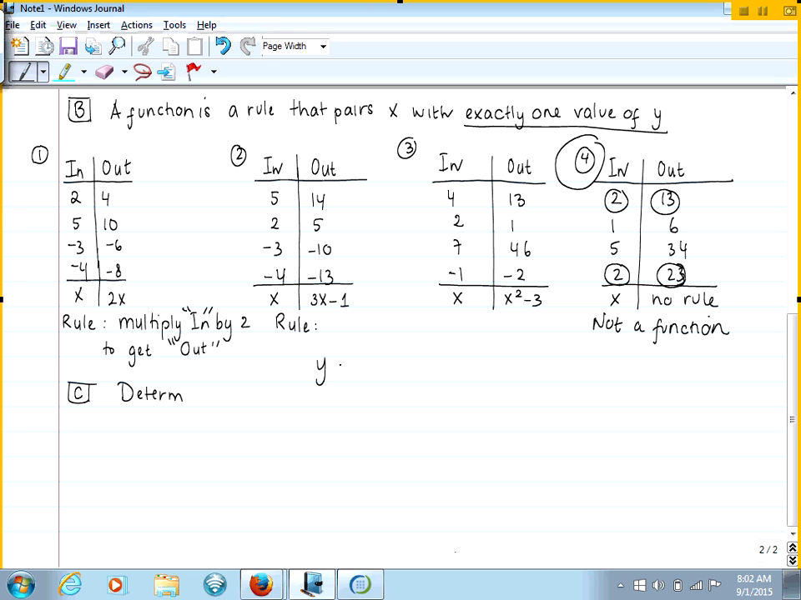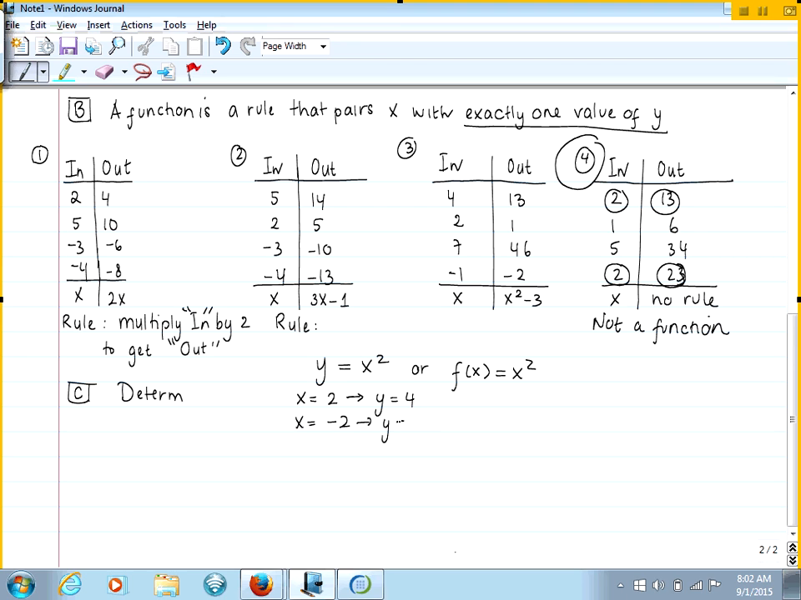So for example, y is equal to x squared, or f of x is equal to x squared. So y equals x squared is a function, right? But look at what happens with two different x. Suppose, or maybe it's easier to see here, suppose x is equal to 2. What is y?